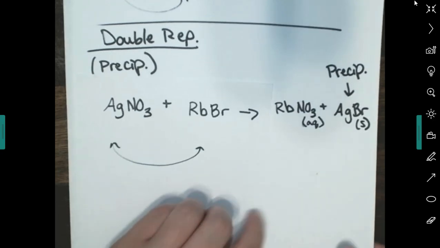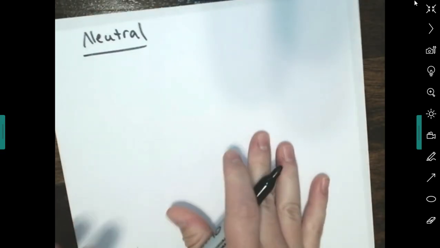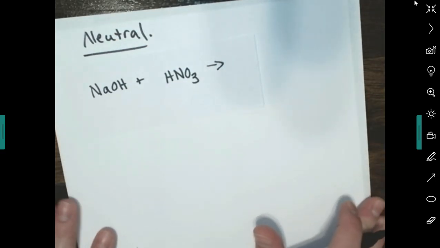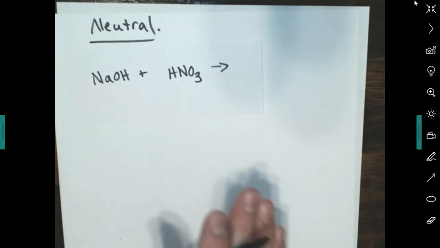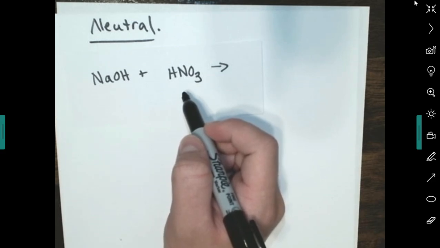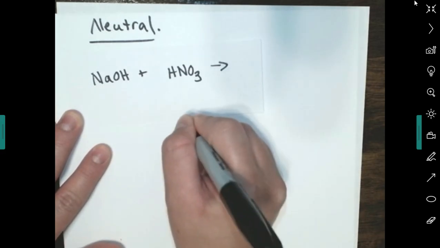Now the last type I'm going to go over is neutralization. Okay, so neutralization. Neutralization reactions are also sometimes called acid-base reactions. The way you can spot these is, first of all, you know it's a double replacement reaction because there's two compounds. And you know within double replacement, it's neutralization because it has an acid and a base. This one's going to be your acid. This is going to be your base.